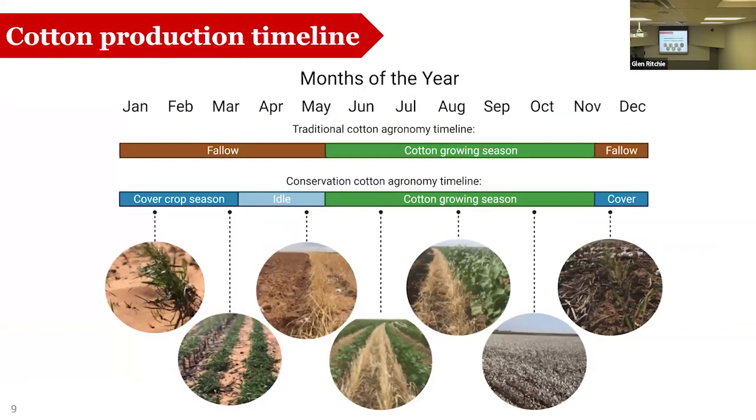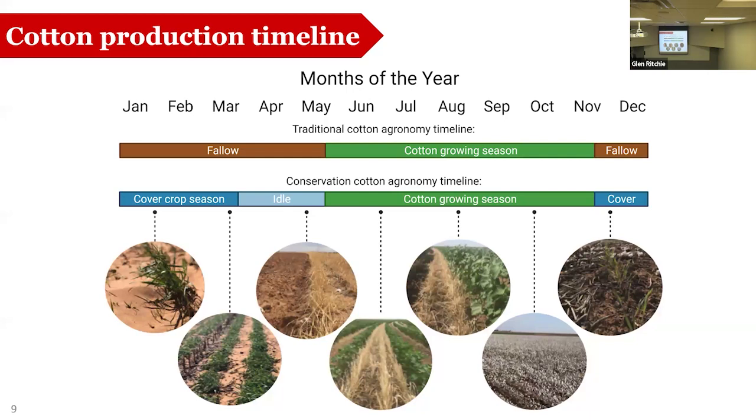So a quick overview before we get into it for anybody who might not be working in cotton here. This is our traditional cotton production timeline. For a conventionally tilled or conventional cotton system, we're going to have a growing season from about May to November. And then we'll have a fallow period just after harvest to right before planting.